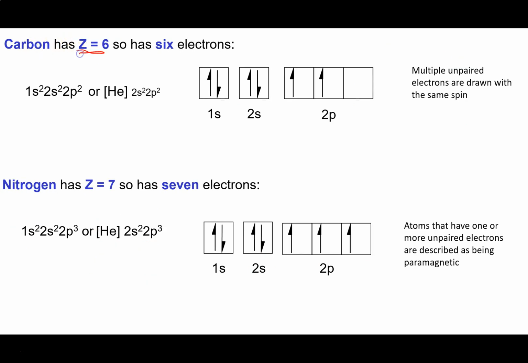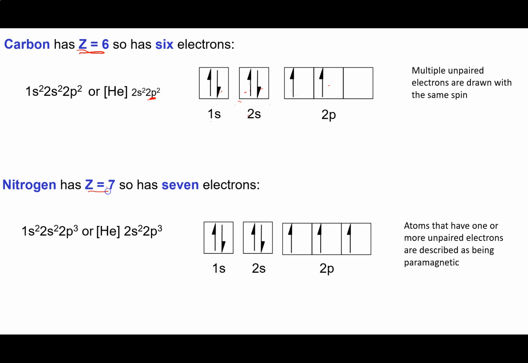Carbon, atomic number 6, so it has 6 electrons, 1s2, 2s2, 2p2 is its electron configuration. The 1s subshell has 1 orbital, it's got 2 electrons in it. The 2s subshell has 1 orbital, it's got 2 electrons in it. The 2p subshell, like any p subshell, has 1, 2, 3 orbitals, and now we want to put 2 electrons in there. So one goes in spin up, second one goes in spin up. So if you have multiple unpaired electrons, you're always going to put them in spin up.